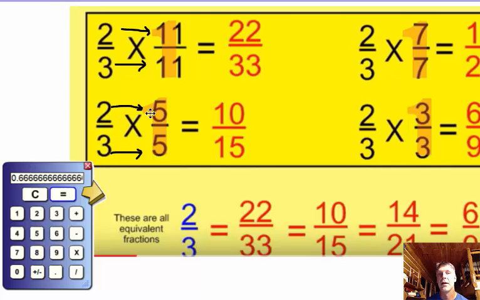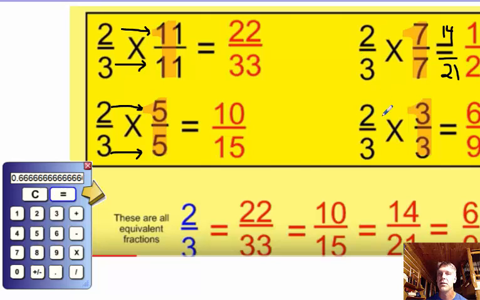I want to take 2/3 times 5/5. Now when you multiply fractions, remember to multiply the top and multiply the bottom. So 2 times 5, 10. 3 times 5, 15. So again, 2/3 and 10/15 are equivalent fractions. They look different, but they represent the same amount. Same here. I have 2/3 times 7/7. You can see it's 14/21, and that's equivalent to 2/3.